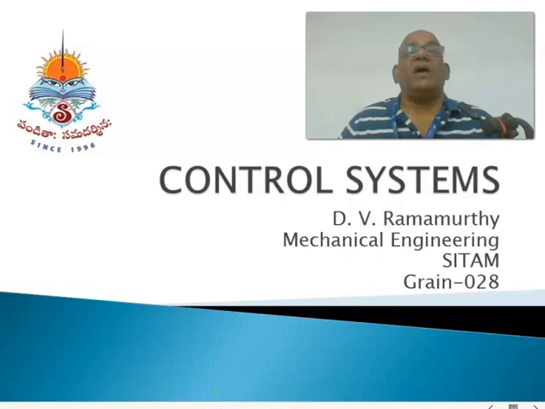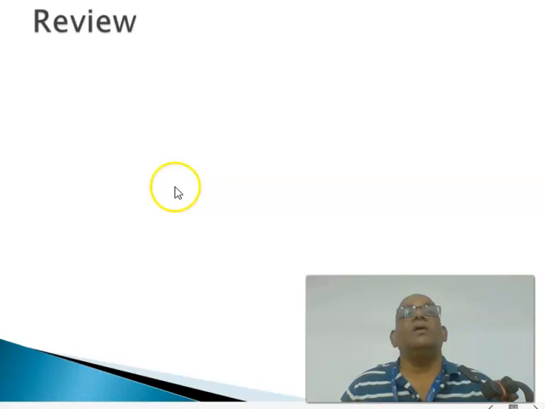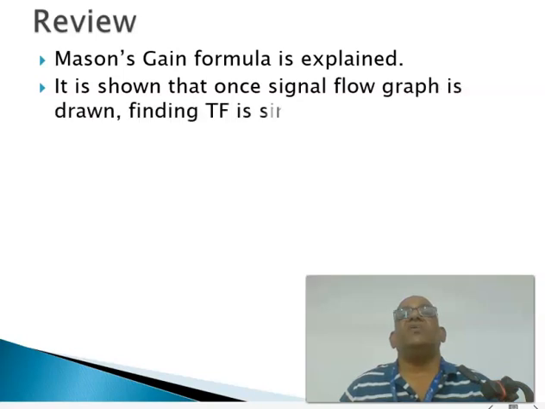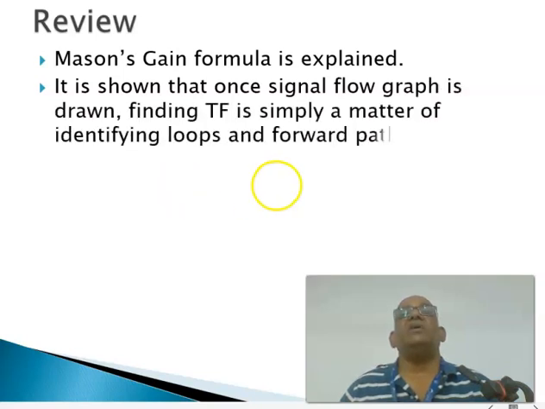Hello there and welcome back to this video series on control systems. In the previous video, we have seen what we mean by signal flow graph, Mason's gain formula, and we have also seen that once the signal flow graph is drawn, finding the transfer function between any variable and any output node and input node is simply a matter of identifying loops and forward paths.